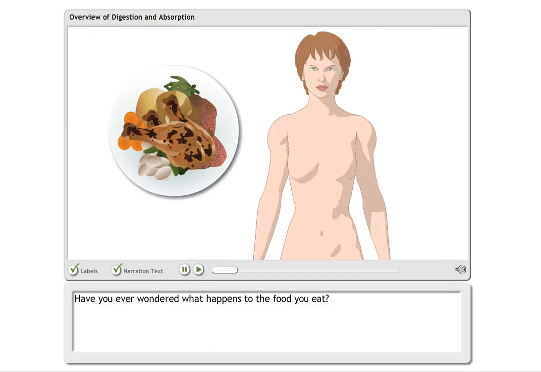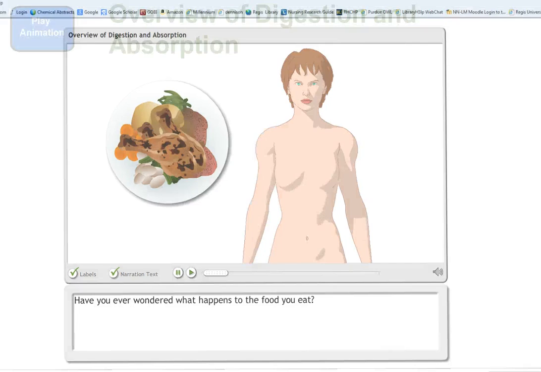So there you go. There's the process of digestion. Next, we will go into detail through this process to talk about the different things that happen. So why don't you take a break for a few minutes and you can start part two.